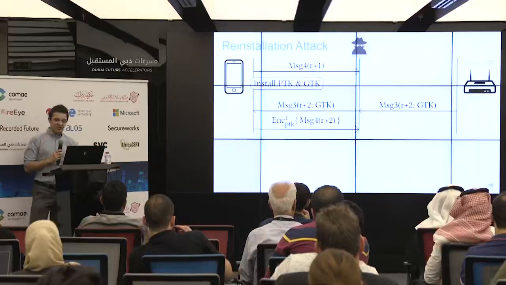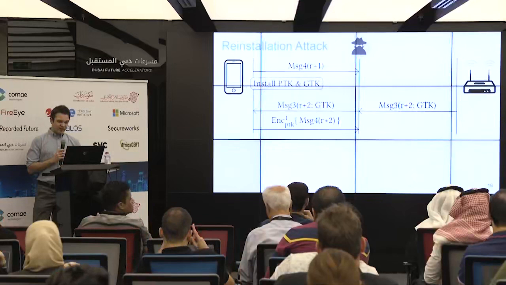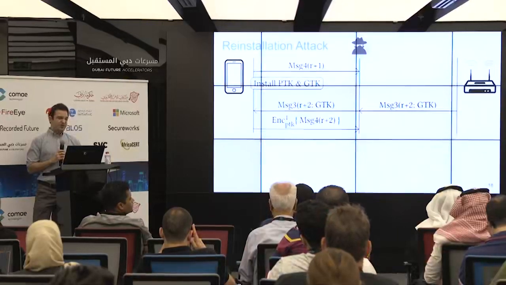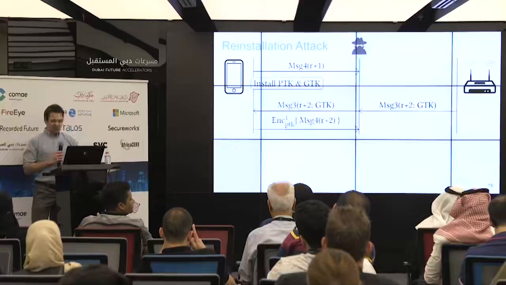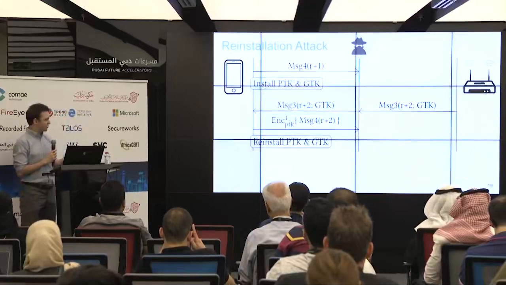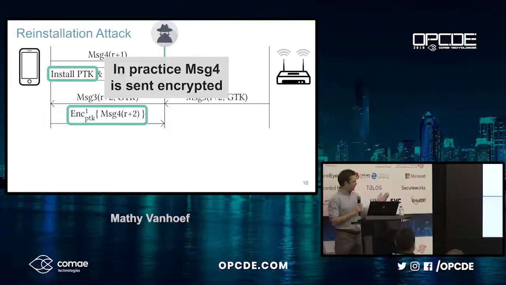And the Wi-Fi specification is very clear about what should happen now. Namely, if the client receives a retransmitted message 3, it should accept it and it should reply using a new message 4. And on top of that, it should reinstall the session key as well. Now, as you can see here, message 4 here is encrypted.